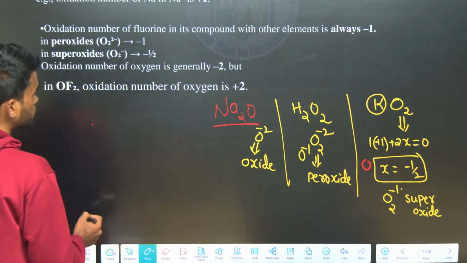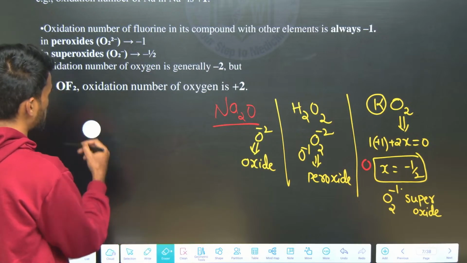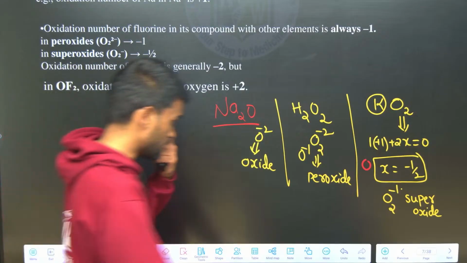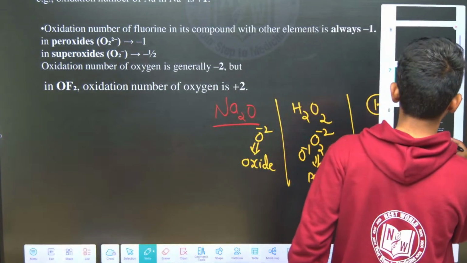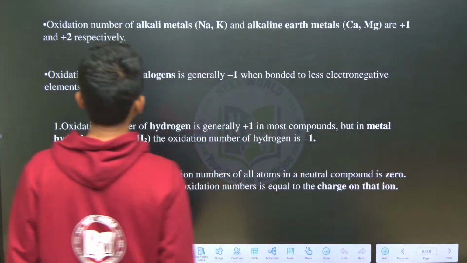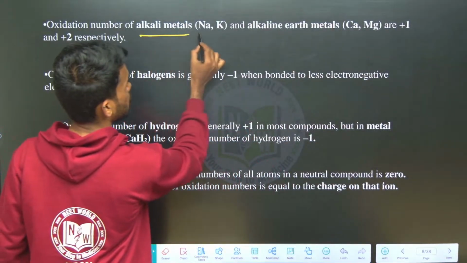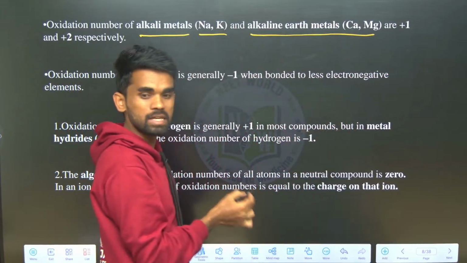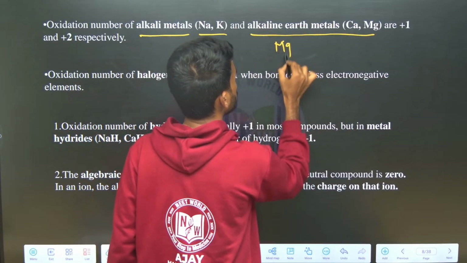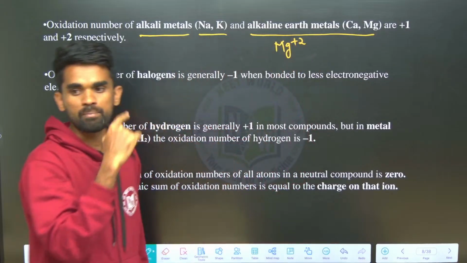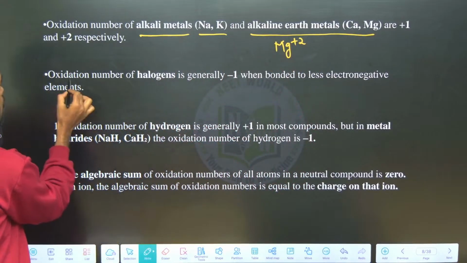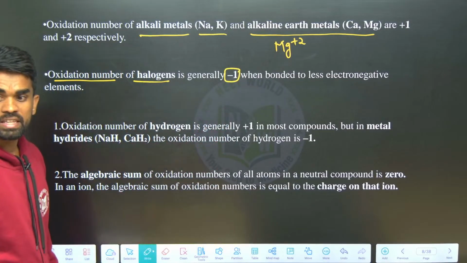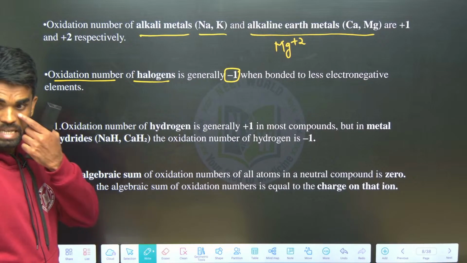Next thing is, you will have a positive oxidation state for oxygen only when it combines with fluorine. Okay, next. Look here, the oxidation state of alkali metals will always be +1, whereas for alkaline earth metals it will be +2, like magnesium and calcium will have +2 in their combined states. Next, the oxidation state of halogens is generally -1 when they are bonded to a less electronegative element.